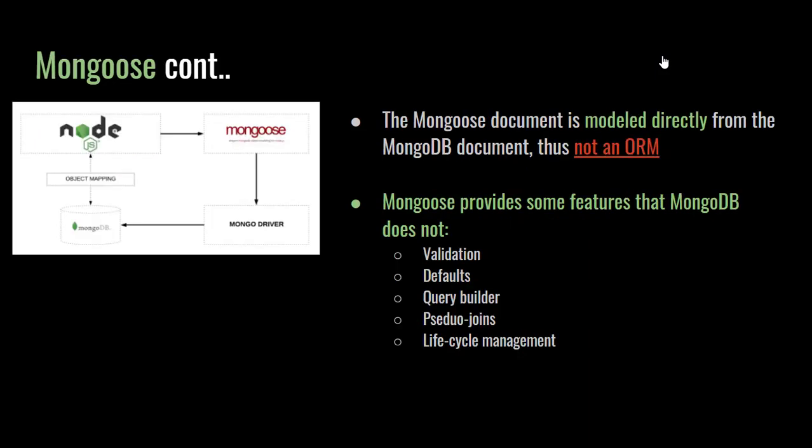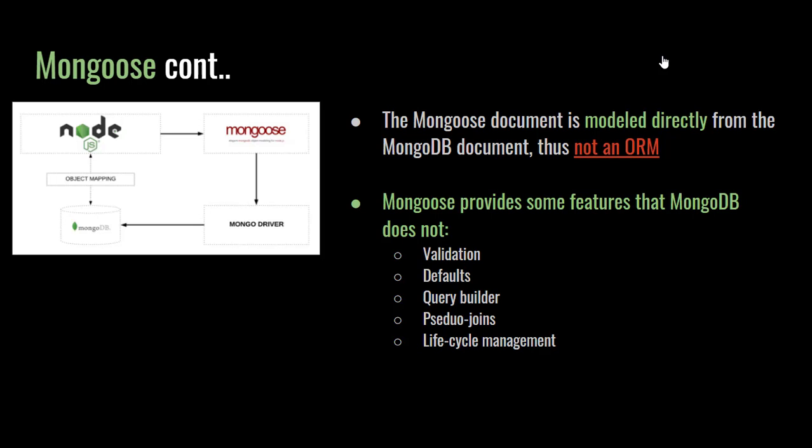That's what it does. Don't pay attention to that diagram on the left, although it does go through that kind of pipeline, that object mapping. It looks like it's coming straight from the database itself, but it's going to go through Mongoose to do some of that mapping. But remember, it's not an ORM. It's not an object relational mapper that returns objects. It returns documents, because that's what we're talking about here. But it provides features that MongoDB doesn't: validation, defaults, query binding, pseudo joins.